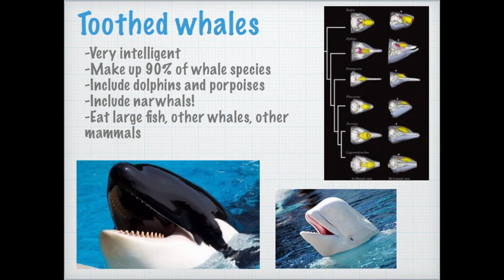All right, so now let's move on to toothed whales. So toothed whales, like I was saying, that orca picture I showed you with all those teeth, they have teeth. They are also extremely intelligent. So they're some of the smartest animals on our planet. And they also are much more common in general than those baleen whales are. So like I said, there's only 14 species of baleen whales, while toothed whales, on the other hand, they make up 90% of all whale species.